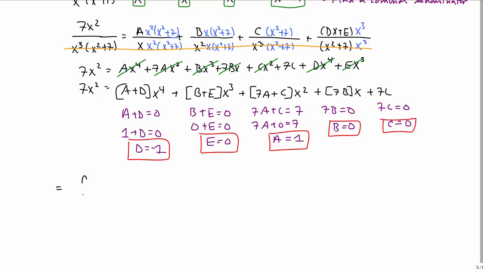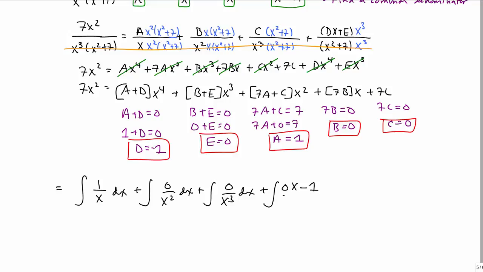So let's see the effect here. So a was 1 over x dx plus b was over x squared plus c was over x cubed plus d over x squared plus 7 dx, whoops, I have that backward. So dx would be a negative x plus e. In this case, e was 0. So again, this was a, b, c, d, e.